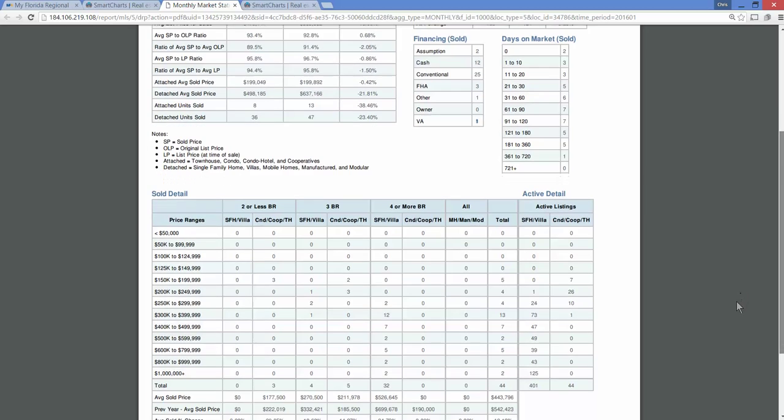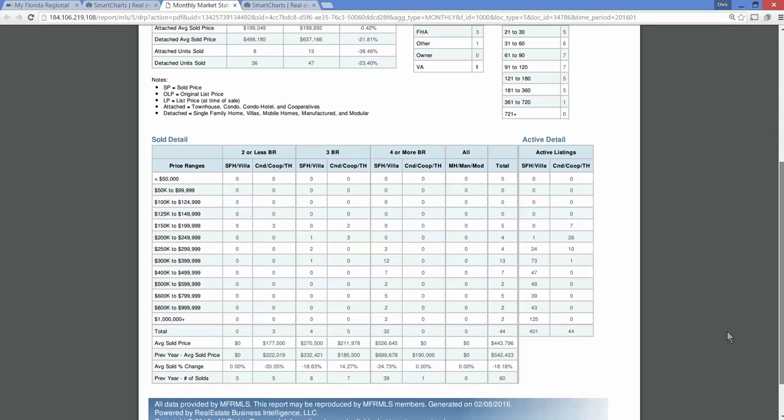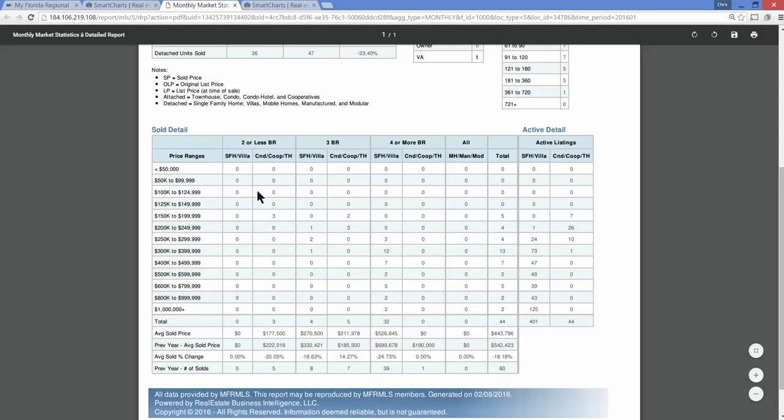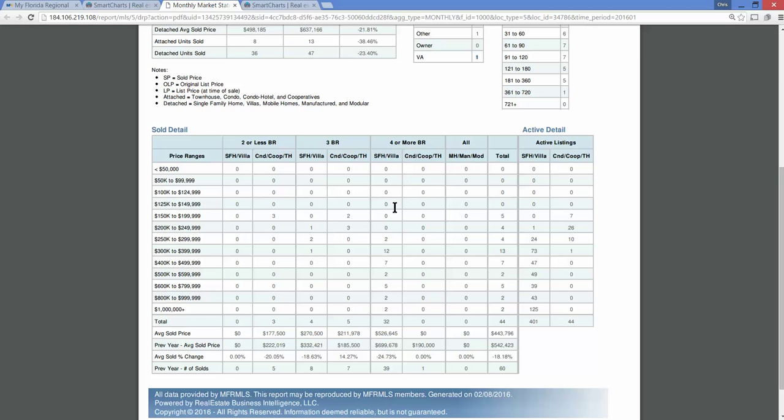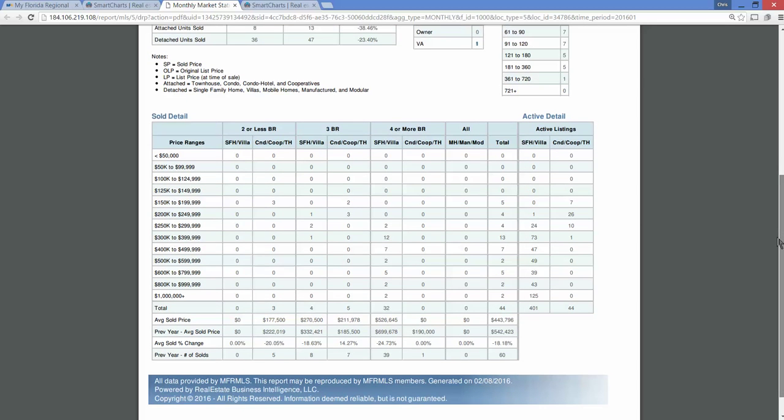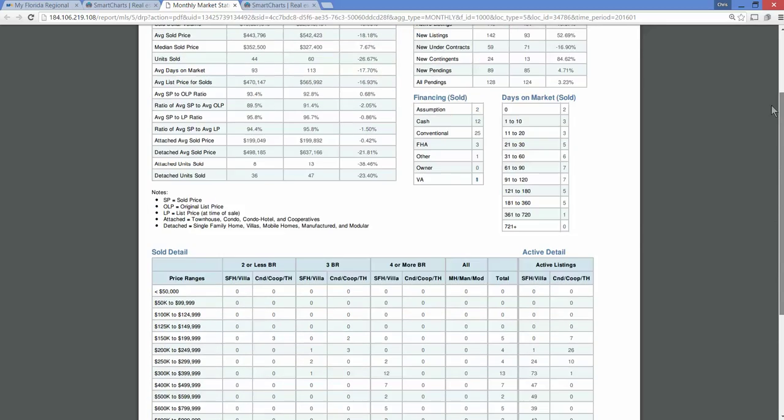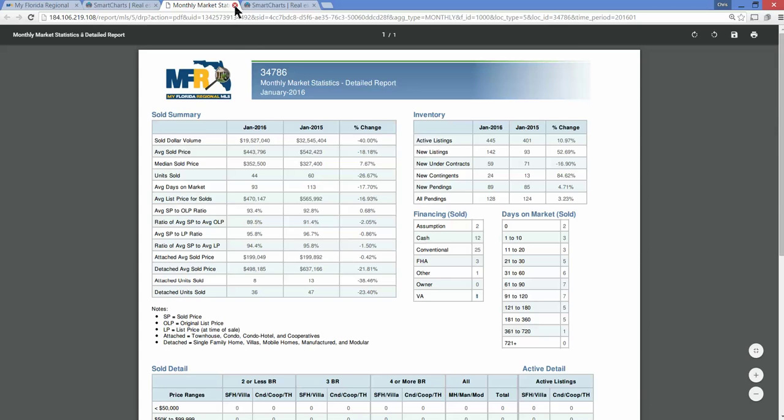And then under sold detail, here we just have a breakdown of inventory. So for both single family homes and condos, in each bedroom range, 2 bedrooms or less, 3 bedrooms, 4 or more, how many sales do we have in each price range? So it really helps me see the composition of the market. So that's the detail report.